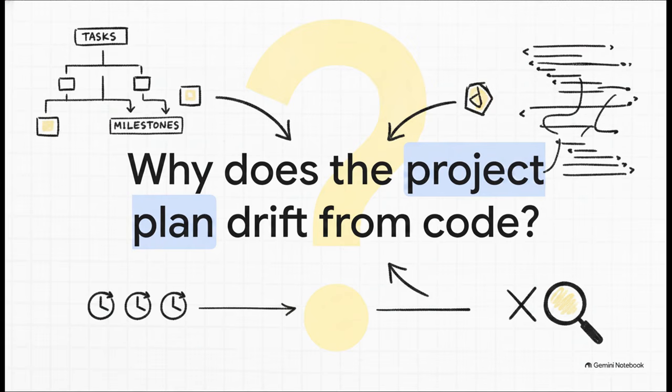All right, let's kick things off with a universal developer frustration, right? Why is it that the project plan always seems to drift from the actual code? If you've spent any time working in software, you know this exact pain. You've got a tracker that says one thing, while the actual codebase is off doing something entirely different. And the worst part? Nobody even notices for 3 months. The plan and the reality end up living in two completely different worlds.